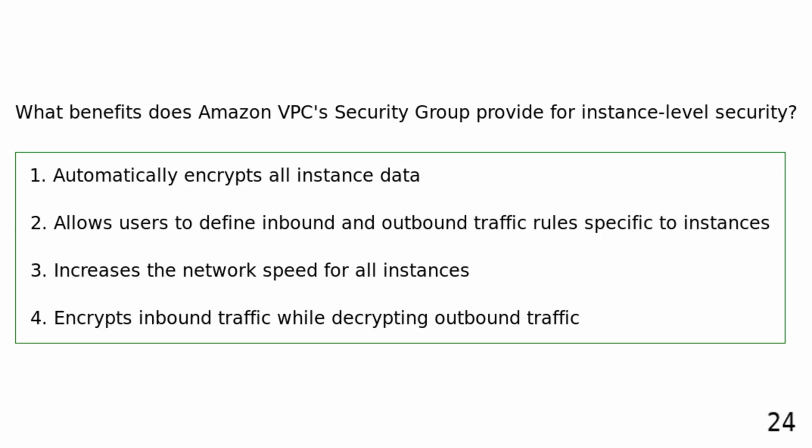What benefits does Amazon VPC Security Group provide for instance-level security? Automatically encrypts all instance data. Allows users to define inbound and outbound traffic rules specific to instances. Increases the network speed for all instances. Encrypts inbound traffic while decrypting outbound traffic.